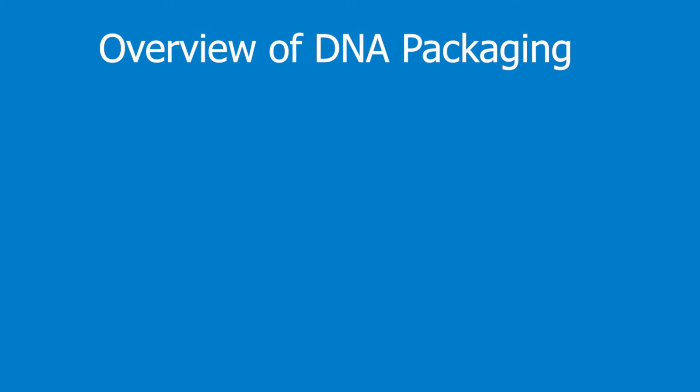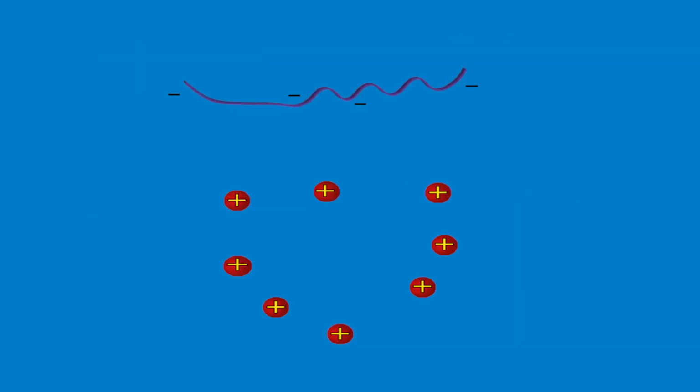Through a series of interactions with proteins, DNA becomes condensed into a form known as chromatin. This structure allows DNA to fit within the nucleus of a cell. So how does this process of DNA packaging actually occur?